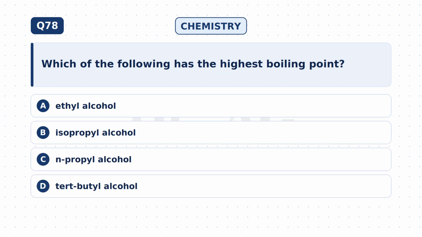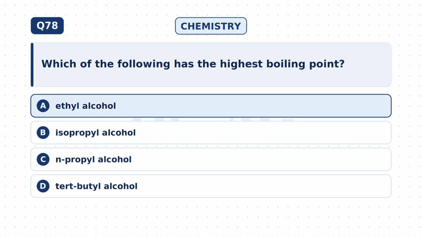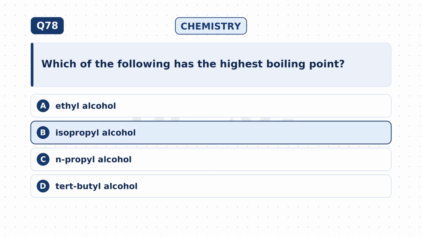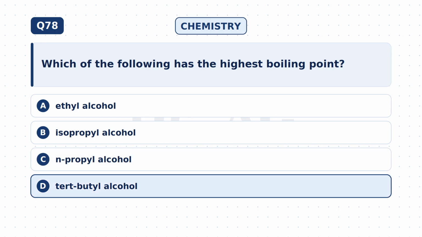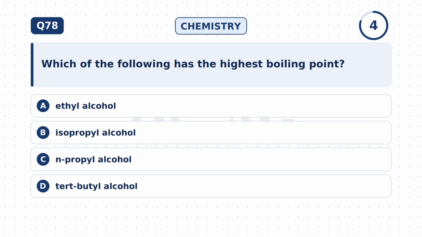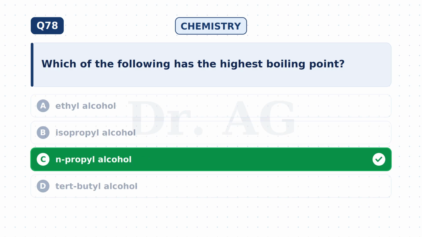Question 78. Which of the following has the highest boiling point? Option A, ethyl alcohol. Option B, isopropyl alcohol. Option C, n-propyl alcohol. Option D, tert-butyl alcohol. The correct answer is C, n-propyl alcohol.